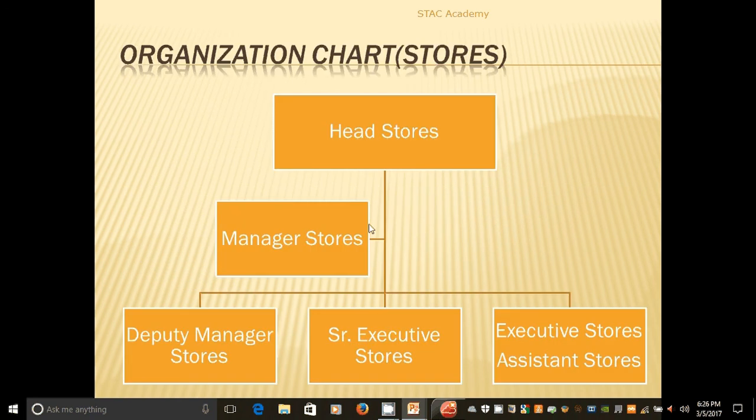This is what an organization chart for stores looks like. At the top there could be head stores, then the next level is the manager stores, which could be supported by deputy manager stores, senior executive, executive and assistant for the stores.